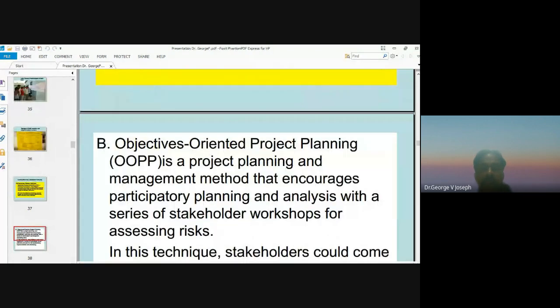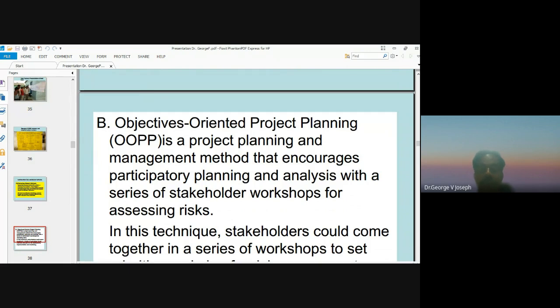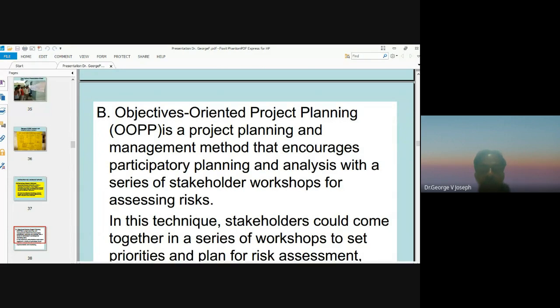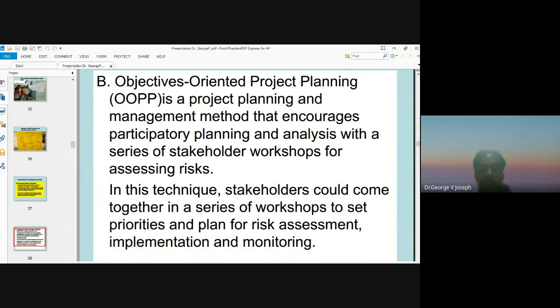Then there is another method, objective-oriented project planning. It's a management method that encourages participatory planning and analysis with a series of stakeholder workshops for assessing the risk, so understanding and assessing the risk of the local community. Again, you have participatory learning programs, and in this technique, stakeholders come together in a series of workshops to set priorities and plan for risk assessment, implementation and monitoring.